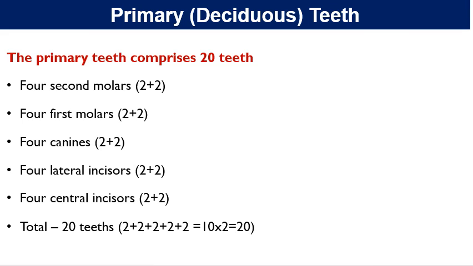For second molars, 2 you can see in the upper jaw and 2 on the lower jaw. Similarly, all other types of teeth also have 2 each in the upper and lower part, and collectively you get the figure of 20. Right? So primary deciduous teeth, or milk teeth, or baby teeth, or the temporary teeth available in children, are only 20 in number.